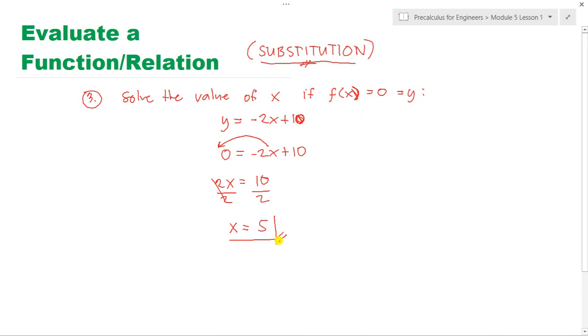So class, simple as that. Even if you reverse it, if ever the domain is unknown or the range is unknown, as long as you know the principle, as long as you know how to operate or perform or modify your function, then you will still get the correct answer. Okay, any question?